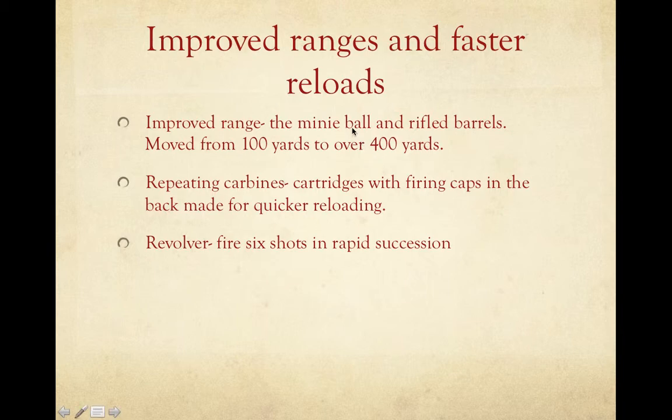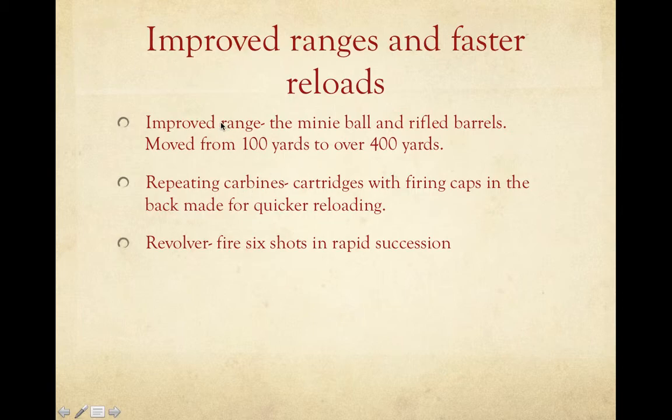And as a result of these two advancements, the mini ball and the rifled barrel, it moved the effective range of most weapons from 100 yards to 400 yards, which means it literally quadrupled the distance that you could accurately kill other people from. There were some shots in the Civil War that happened close to 1,000 yards, which is completely remarkable and something you could not achieve during the Napoleonic Wars.